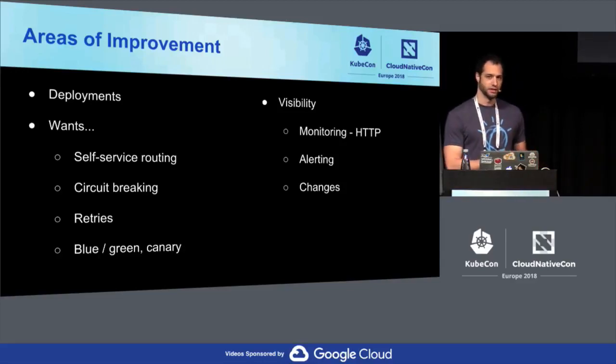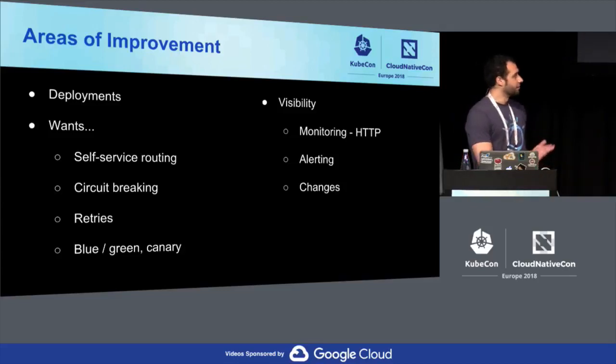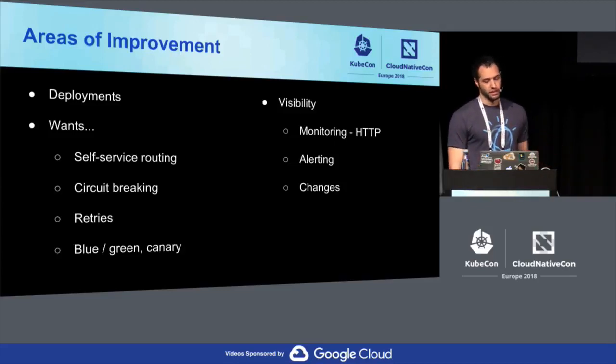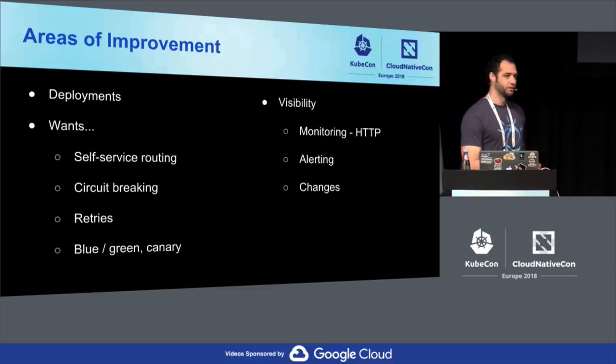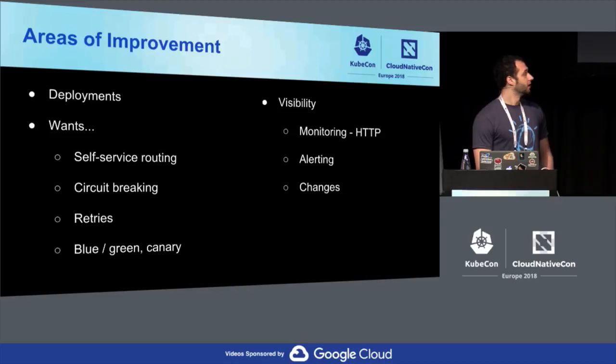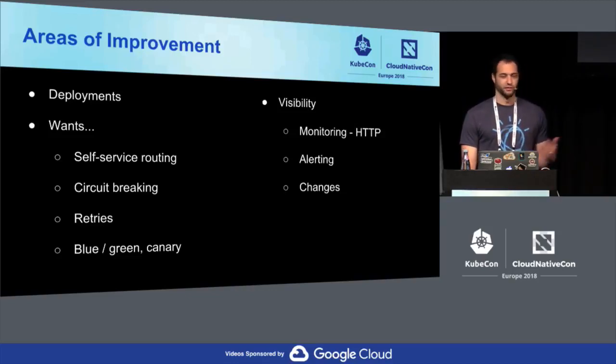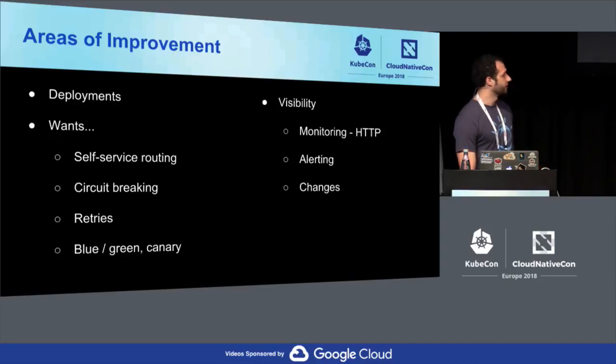And one thing is our visibility is not great right now, and I'll show you an example of that next. So the HTTP monitoring, definitely we needed to improve. We wanted to alert teams when their APIs are misbehaving. Right now, it's a very manual process. And then we also wanted changes to be very transparent. So we wanted to make our platform very open and very transparent to whoever's using it, so it's a lot easier to use.